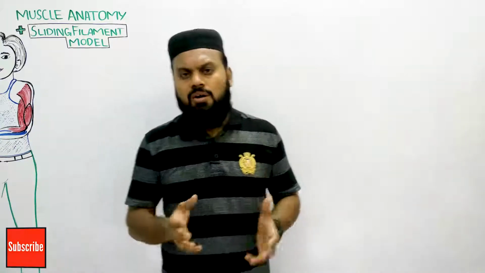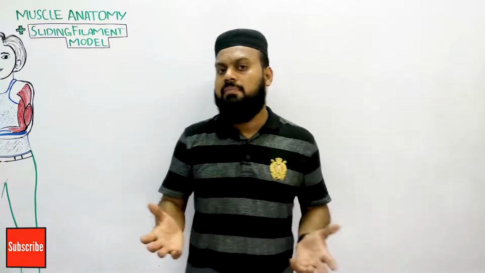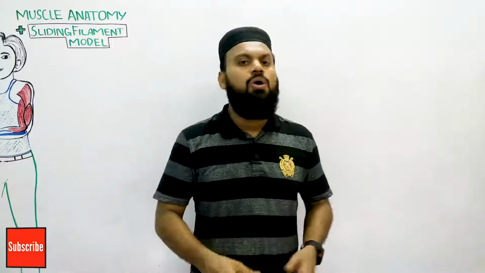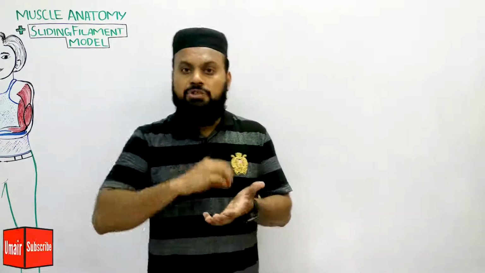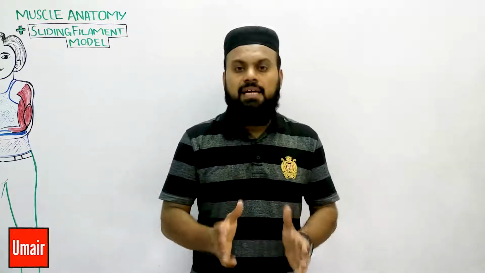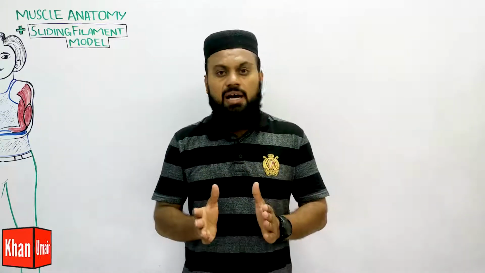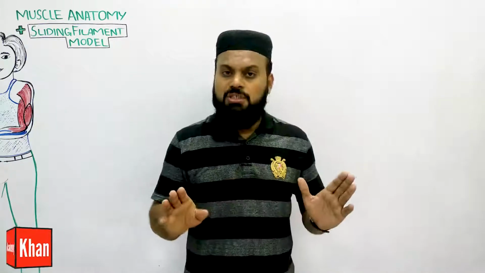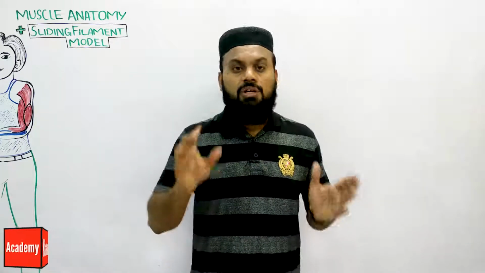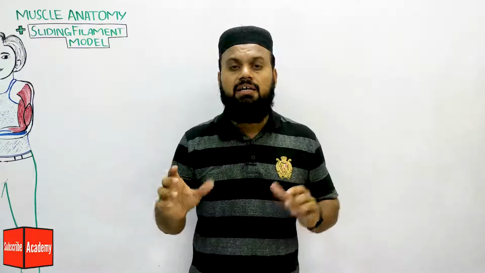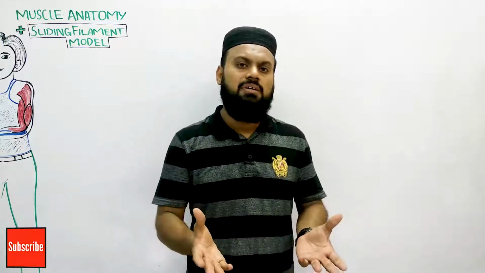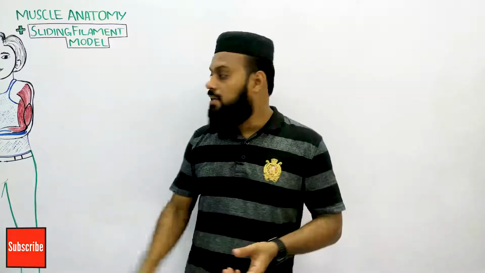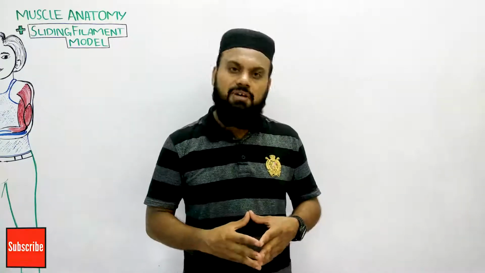Actually, there are also terms. For example, muscle may be striated or non-striated. If the muscle has strips or bands, then it is called striated. And when it has no such bands, then it is called non-striated. Smooth muscles are non-striated, while cardiac and skeletal muscles are striated muscles.